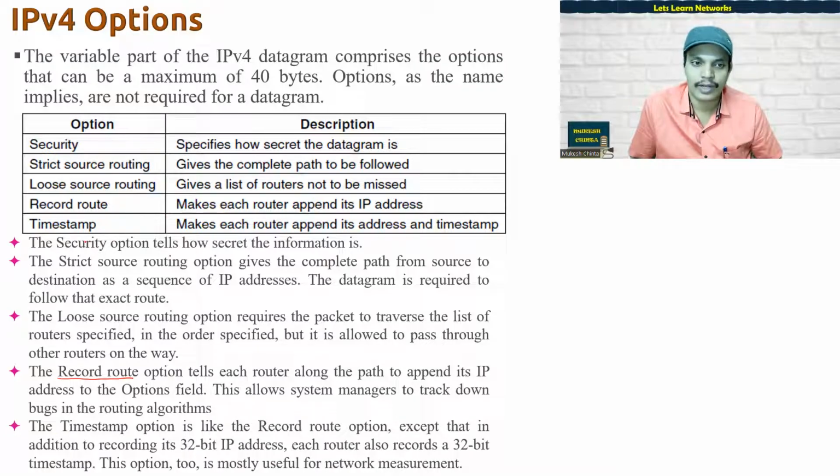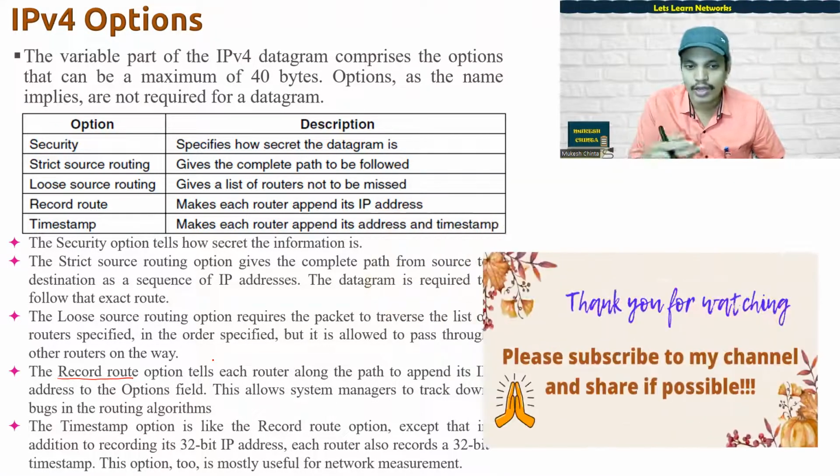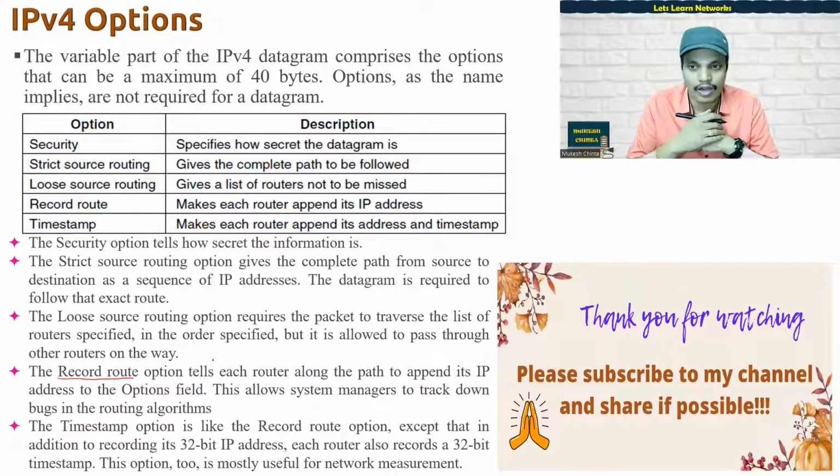And the last option is your timestamp option, which, just like the record route option, not only adds the 32-bit address, but also the timestamp at which the router has analyzed this packet. The router, when it analyzes, will actually add the timestamp to it also. And as I told you, this option is primarily used for taking measurements of the routers to measure delay, all those kinds of things.